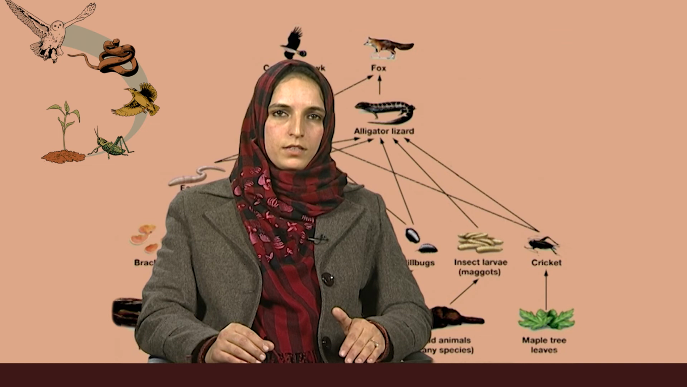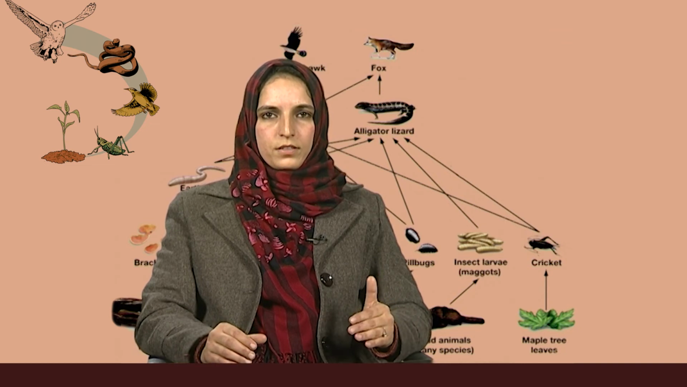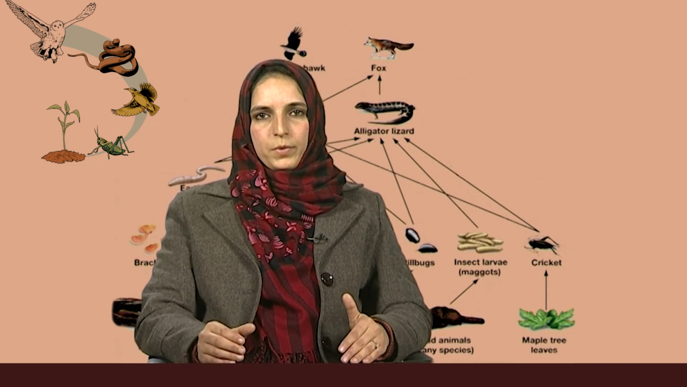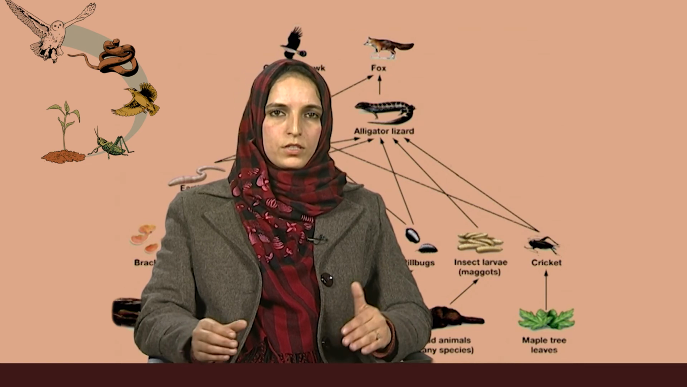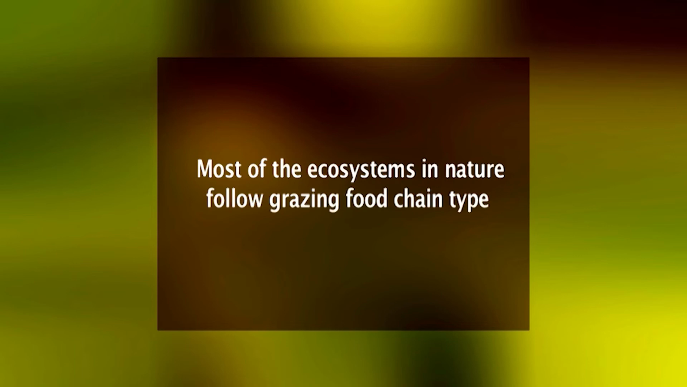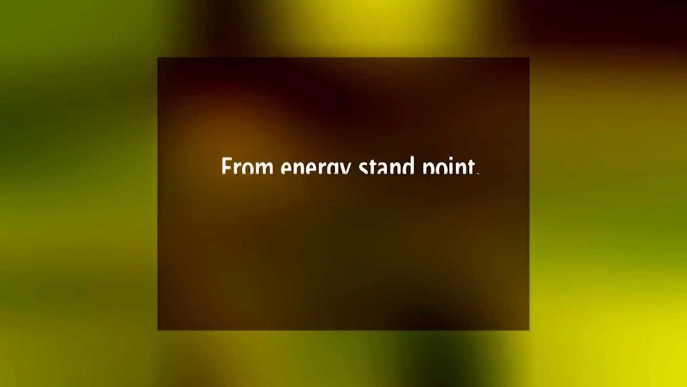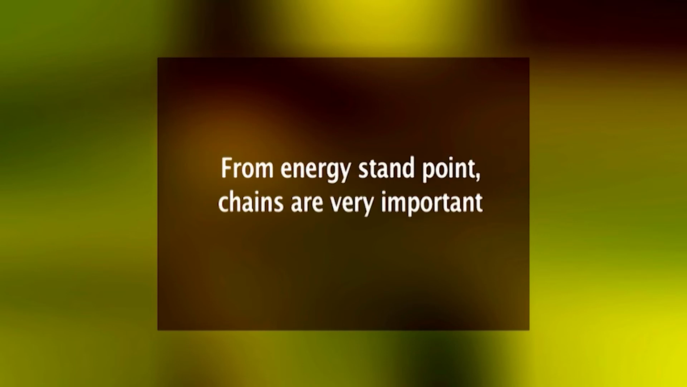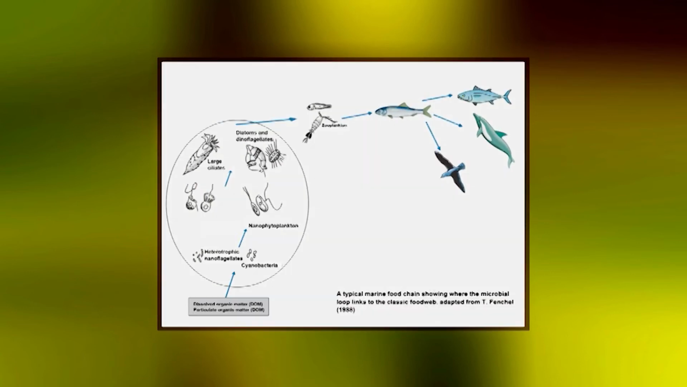This type of chain thus depends on autotrophic energy capture and the movement of this captured energy to herbivores. Most of the ecosystems in nature follow this type of food chain. From an energy standpoint, these chains are very important. The phytoplankton, zooplankton, fish sequence, or the grass, rabbit, fox sequence are examples of the grazing food chain.